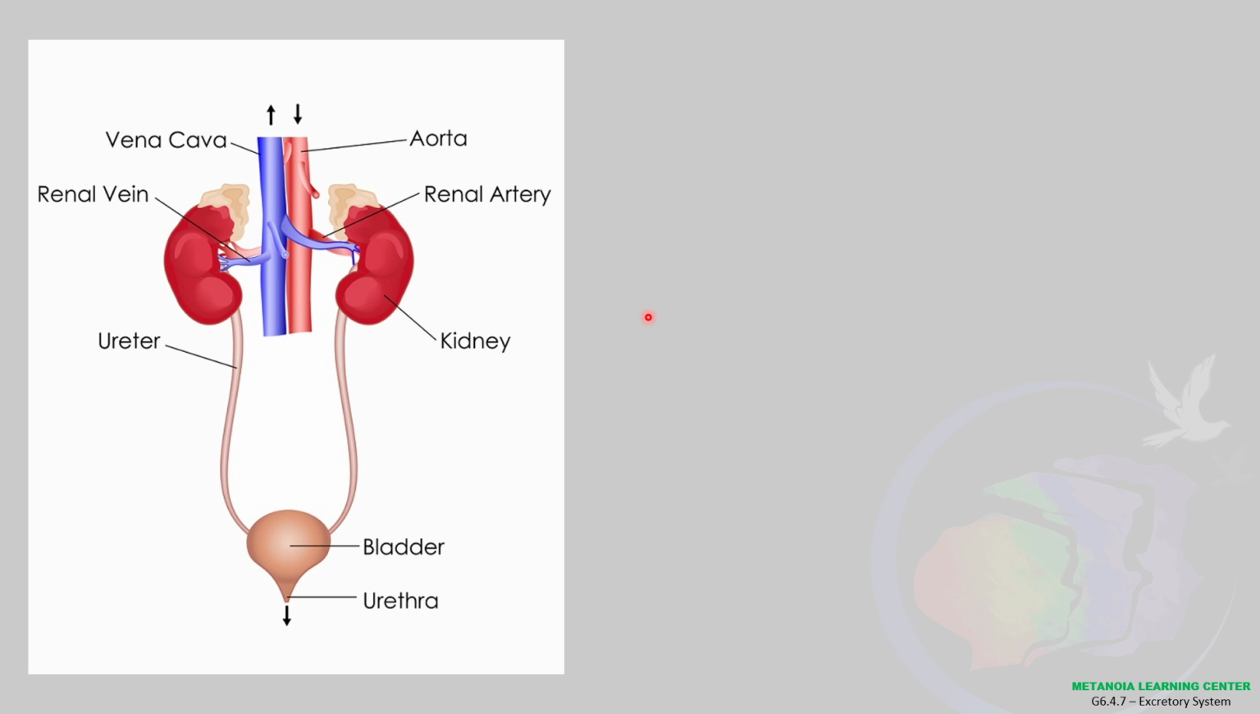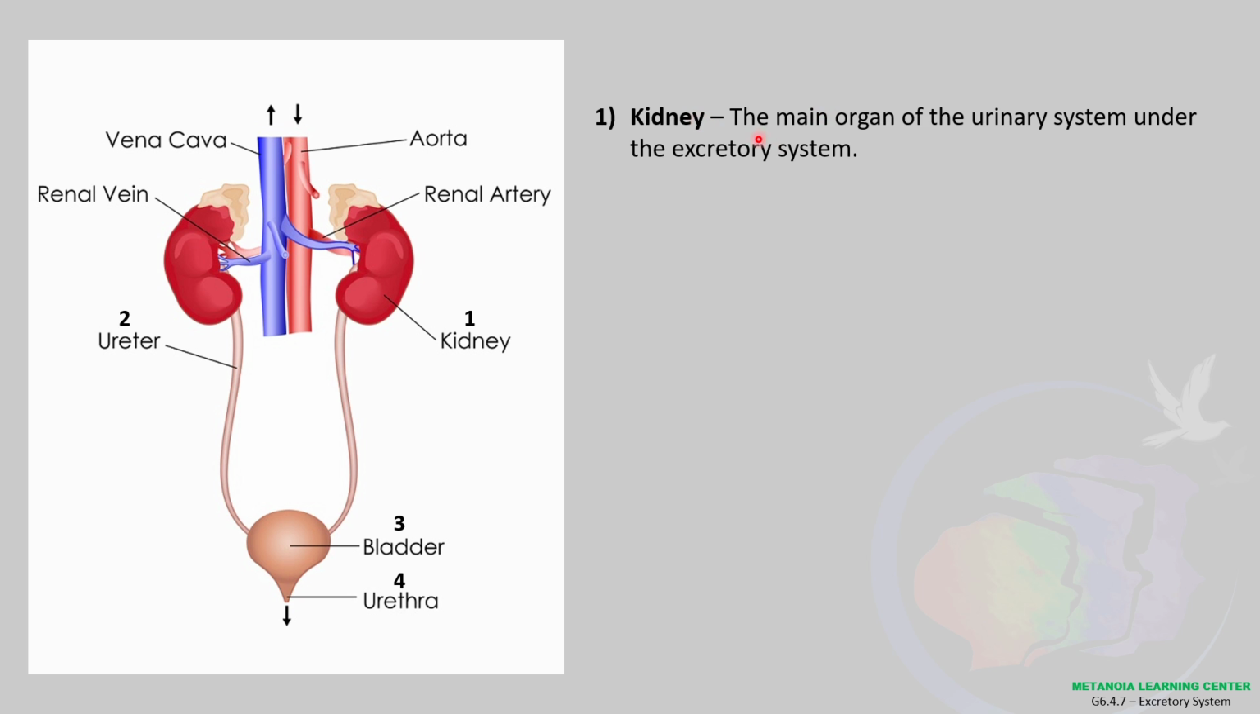Okay. So this is an illustration of our kidneys. One, we have the kidney over here. 1, 2, kidneys. 2, the ureter. This connection here. And we have the bladder. And the urethra. Okay. So kidney, ano nga bang kidney?